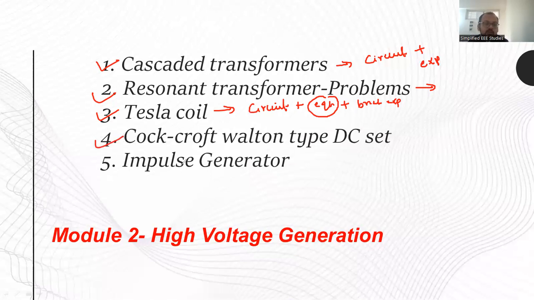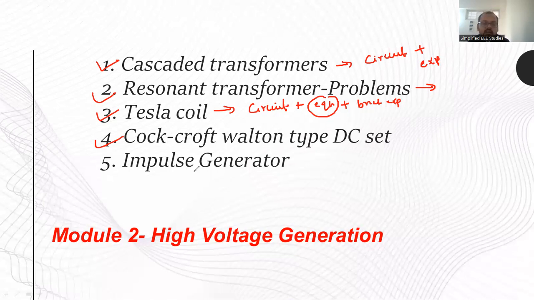Another important question is the Cockcroft-Walton type DC set. This is one of the methods to produce HVDC. You have to study the circuit diagram very clearly. Sometimes you may get one numerical example. If you study that equation, you can solve the numerical example. I have already prepared the video and uploaded it very long back. Kindly check my previous video.